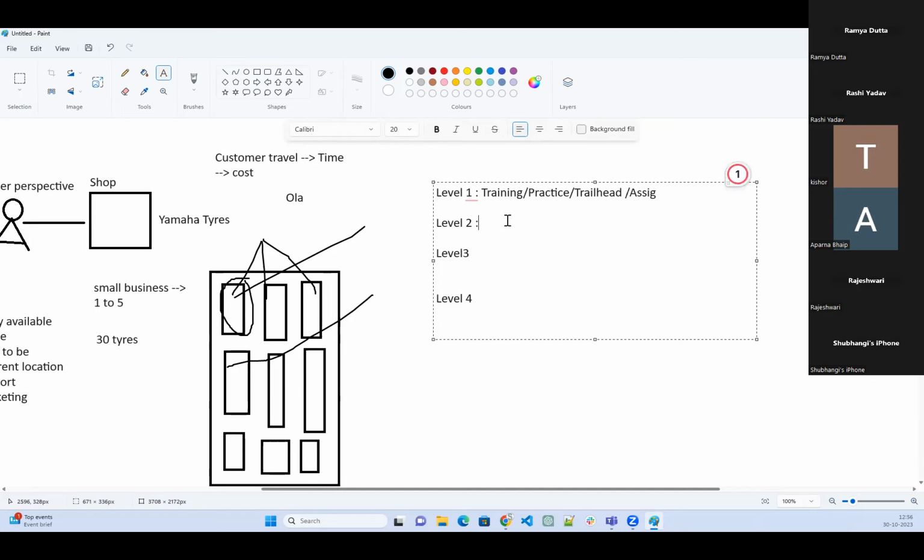In level 2, we will have some kind of mock interviews, and we will have project trainings.